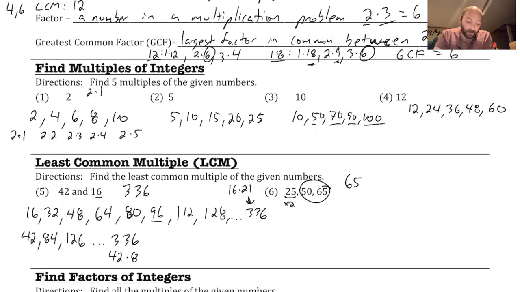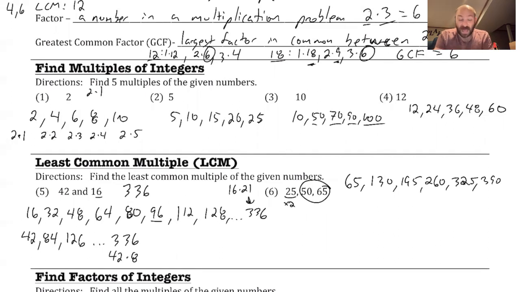So 65 times 2 gives me 130. Then double check: can 50 multiply up to 130? Not quite. So I'm going to multiply by 3, and I get 195. Then I'll multiply by 4, it gives me 260, and then by 5 gives me 325. Okay, and then I'll multiply by 6, which gives me 390.